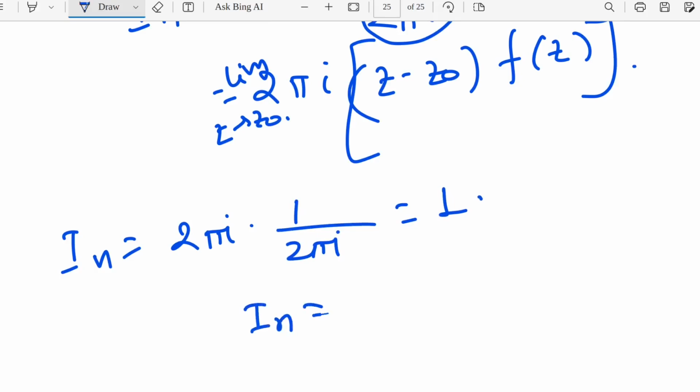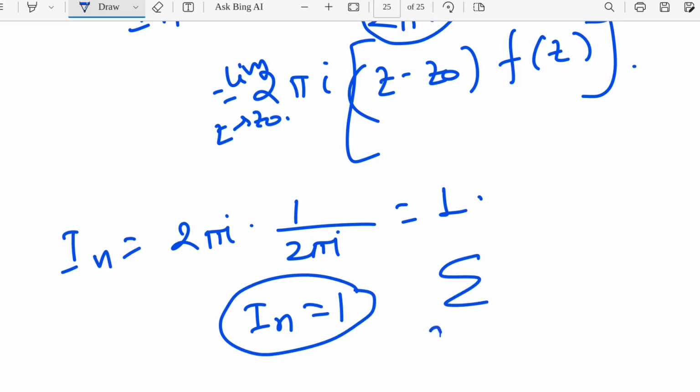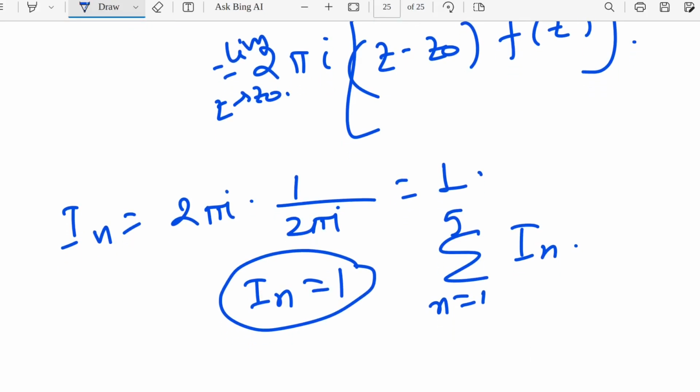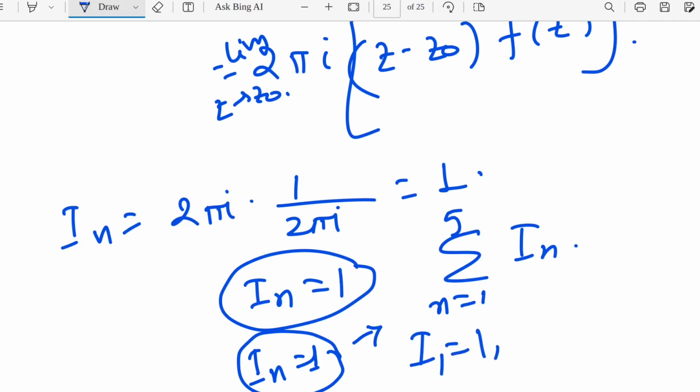So I am getting In equals 1, but in that question they are not asking about In, they are asking about this one. Then what will be the value of this one? See, In is 1. In is 1 means whatever the value of n is, the integration will give 1, right? So that means I1 is 1, I2 is also 1, I3 is 1, I4 is 1, I5 is also 1.